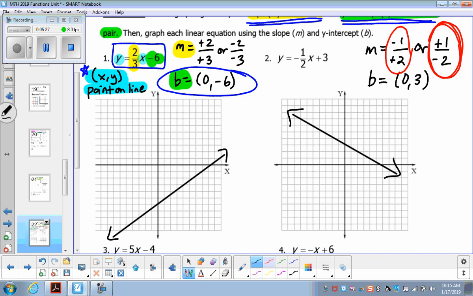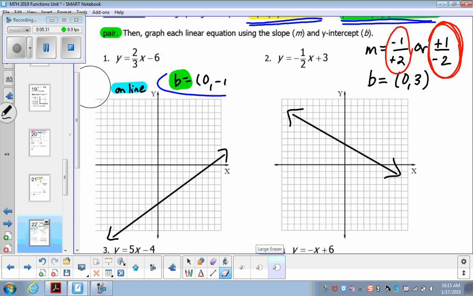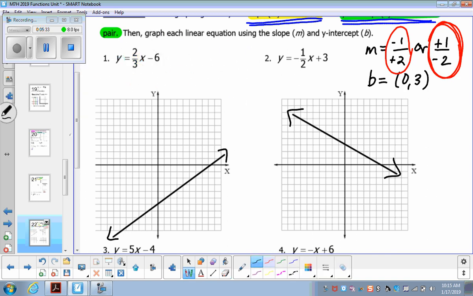Let's go back to number one. Let's say now the goal is, if I give you this line on the coordinate plane, I want you to be the one to be able to tell me the equation. So, ask yourself, where does it cross the y-axis? And it crosses the y-axis right here at 0, negative 6.